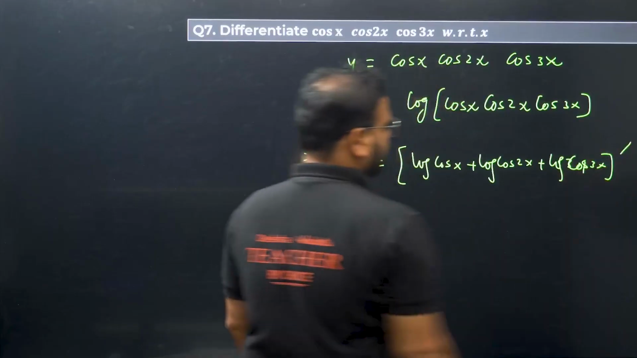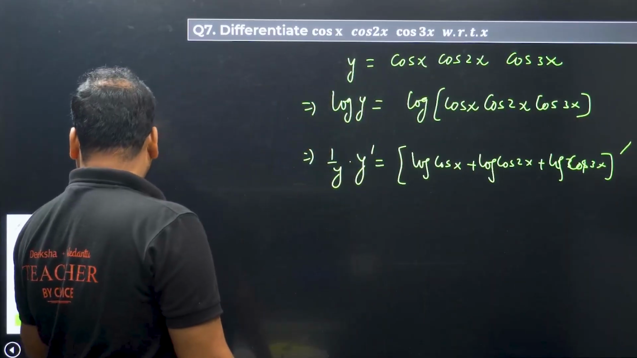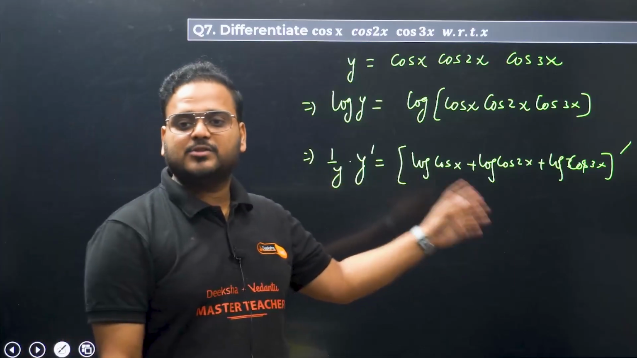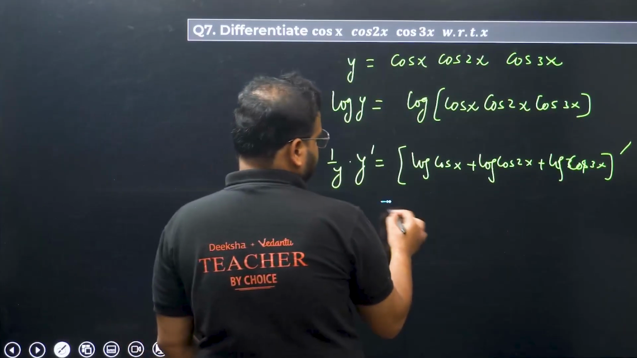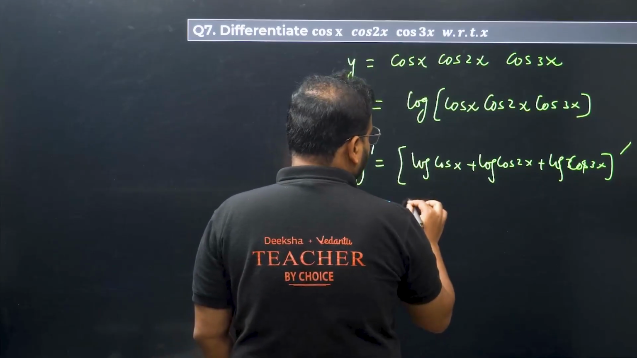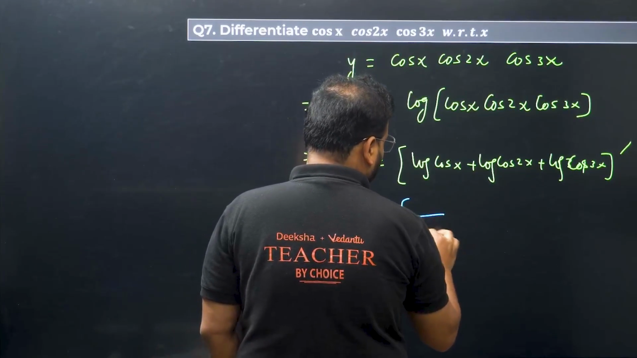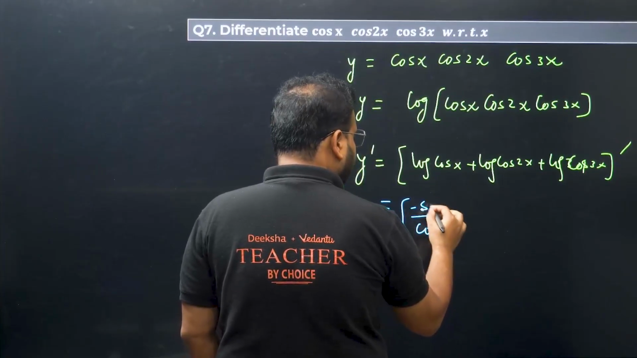The whole thing derivative. We're going to do in the next step, no problem. But yeah, formula of log abc: log a plus log b plus log c. Okay, log a plus log b plus log c. So we have here log cos x becomes what? This becomes, cos x comes in the denominator, and derivative of cos will be minus sine.